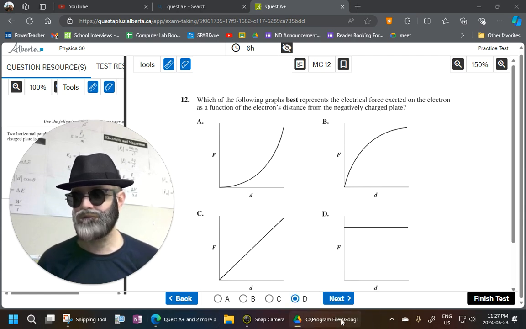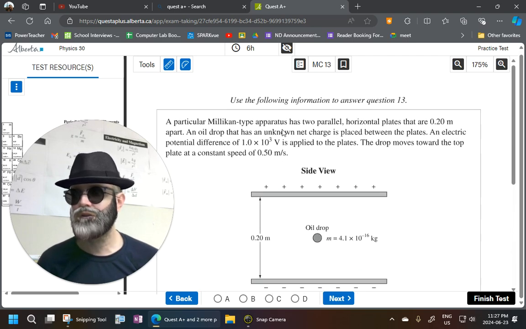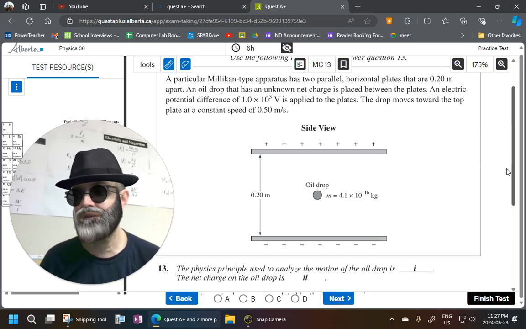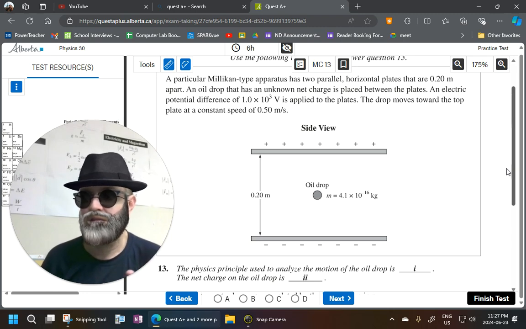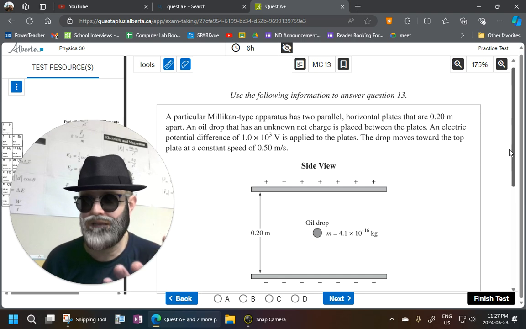Oh, this Google file. I'm just going to close this down. Why is that there? Okay. Millikan type apparatus. We got an oil droplet. Is it suspended? Oh, it's moving at a constant speed. Now, if it's moving at a constant speed, that just means my F net is 0. So it's got to be A. Nice, constant speed.